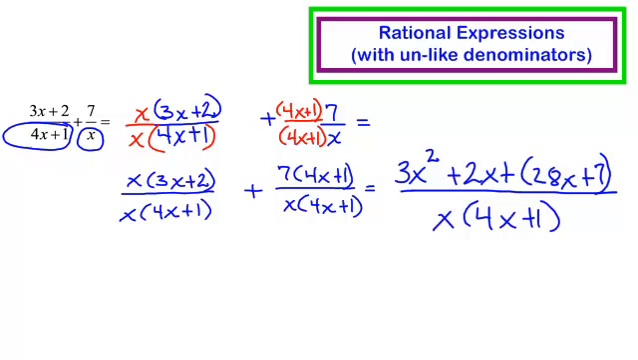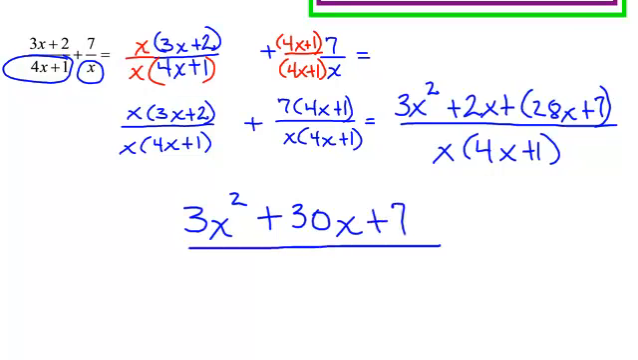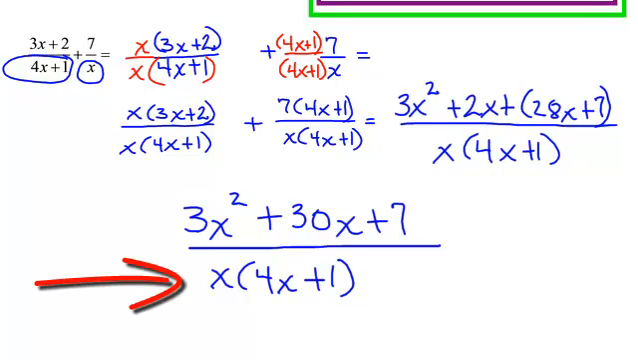Since it's a plus, will any of these signs change? No. But if it was a minus, I would need to distribute that negative. I will have 3x squared plus 30x plus 7. All of that is divided by x times 4x plus 1. Once again, if your teacher wants you to multiply the denominator out into 4x squared plus x, make sure you know what she prefers so you will ace that next quiz.